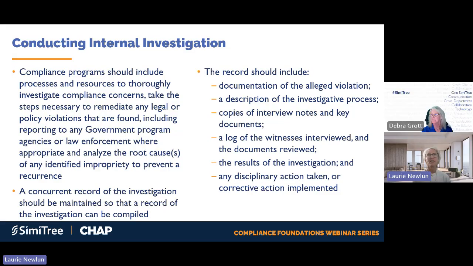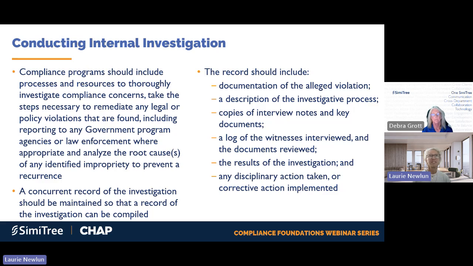So compliance programs should include processes and resources to thoroughly investigate compliance concerns. It's important that we can show that happened. If you've ever had an external reviewer come in because of a complaint or whatever, they want to see as part of your plan of correction that there's been a thorough investigation and things are in place. So it's really important that you take that. And heaven forbid that you should have someone above a surveyor, the OIG or the DOJ, come in, or you're under a CIA. They want to be able to see all these things have happened.